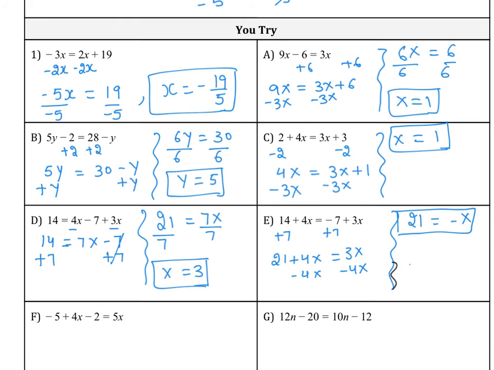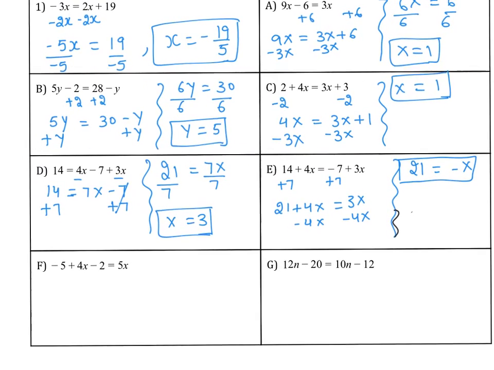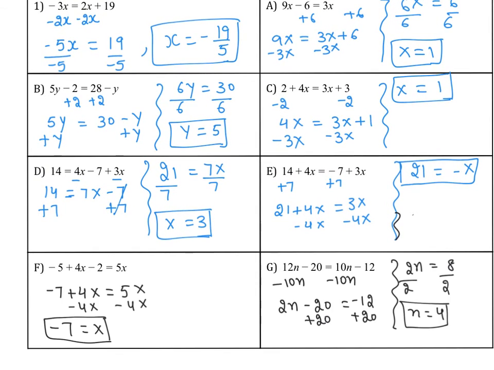Now let's just do letter F and G in this section. For letter F, we are going to combine the like terms, negative 5 minus 2, that is negative 7, plus 4x equals 5x. Now we need to bring the variables on one side, so we are going to subtract 4x on both sides. x is negative 7, and that's your answer.